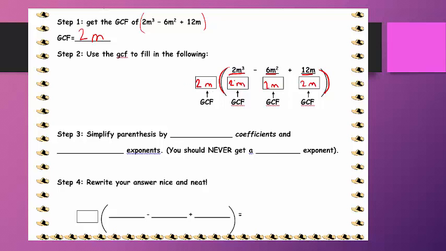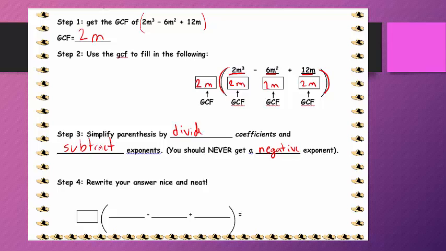Now, if you recall your division rules, you will divide your coefficients, and you're going to subtract your exponents. And if you do this correctly, you should never ever get a negative exponent. That's a bad thing. We don't want that. So make sure you're avoiding negative exponents. If you do get a negative, then you messed up on the GCF portion.